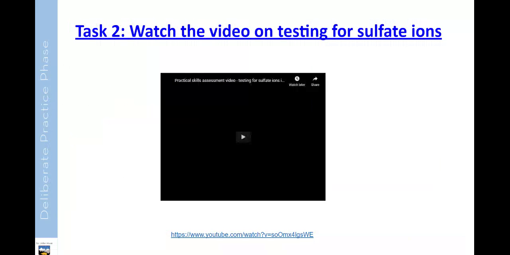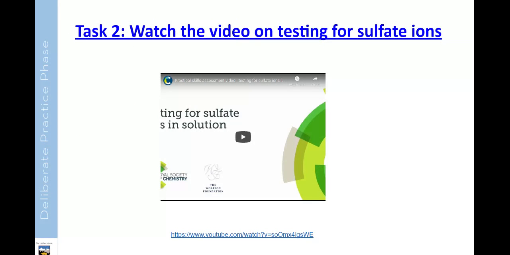So for task 2 on your student worksheet, I would like you to follow the link for the video on testing for sulfate ions. Once you've done that, come back to the lesson video.